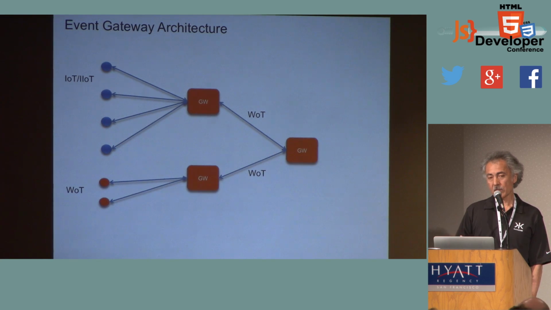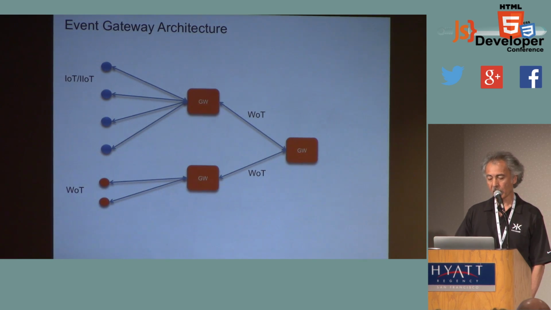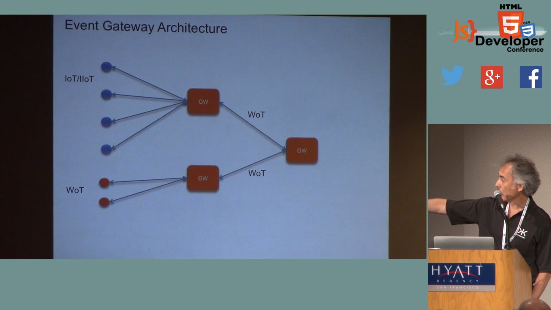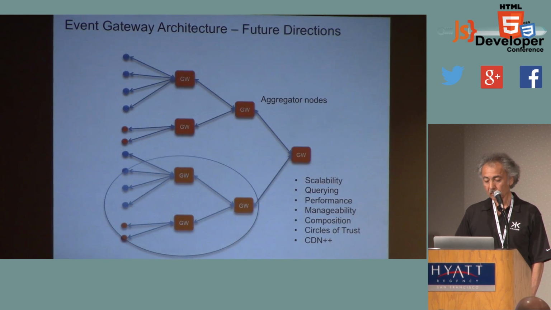But if you have a collection of aggregators or these event gateways like I'm talking about in this slide, the things in blue are more native IoT. Those are things that can't use the web for various reasons, or they're not in a web-friendly world. So they're connected to some sort of event gateway that knows about WebSocket, right? And the ones to the lower left here are web-enabled. So the orange is web-enabled. So you have a collection of event gateways together.